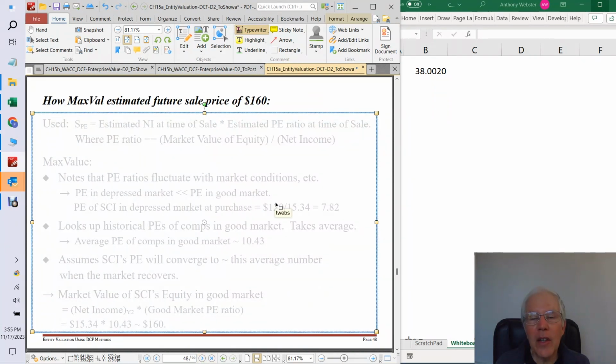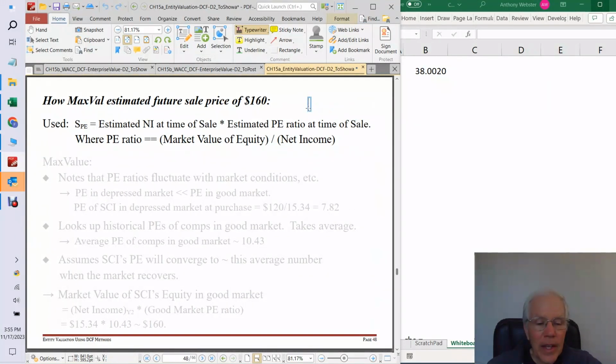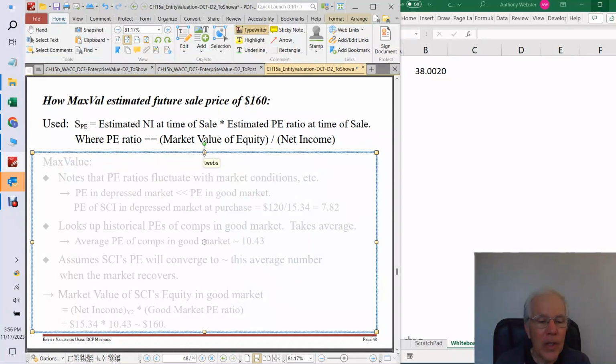Okay, and then let's think a little bit about how Max Value estimated that future sale price of 160. So what they did is they tried to estimate what the net income would be at the time of the sale, and the PE ratio for firms like this at the time of the sale, remember, after they believe that the market will have corrected from its current slump. So the net income is going to be unchanged in this case, because the firm is in steady state. The net income is never changing, but the market conditions are going to change, and that should raise the PE of the firm in 2 years. So let's see what they did.